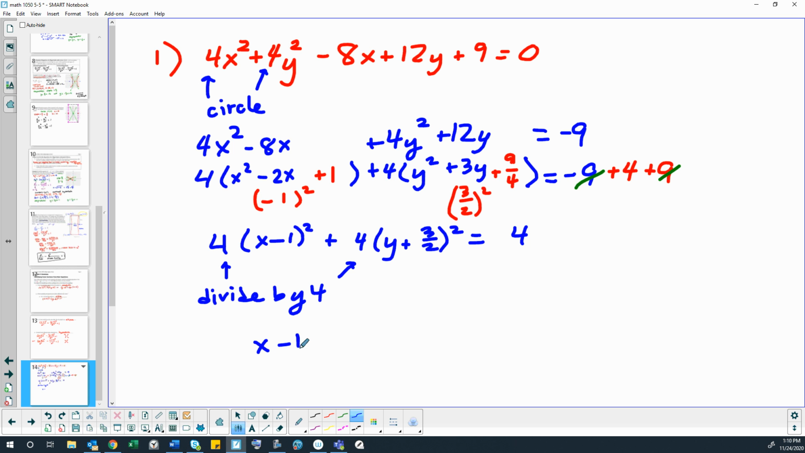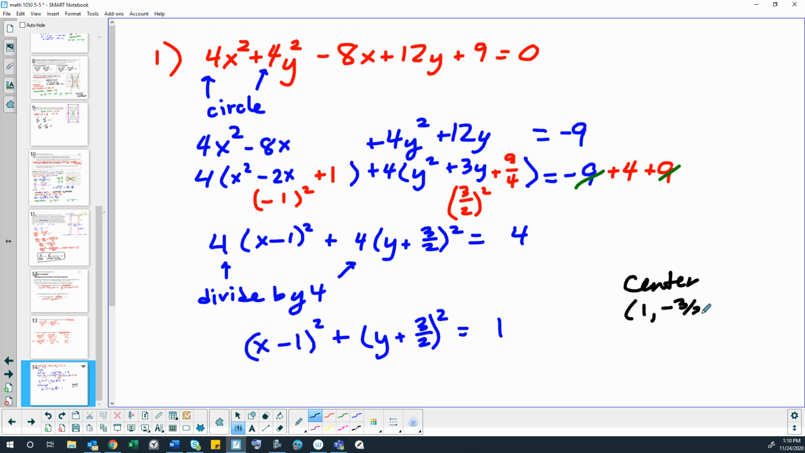That's going to take our equation to this. Look right here, x minus 1 squared plus y plus 3 halves squared. And then this side also divides by 4, so we get 1 there. We now know that the center of our circle is at 1, -3 halves. And the radius of the circle is the square root of 1, which is 1. And as long as we know that information, we can graph our circle.